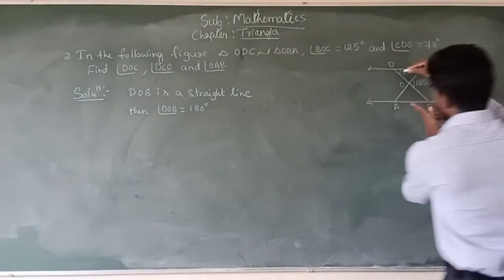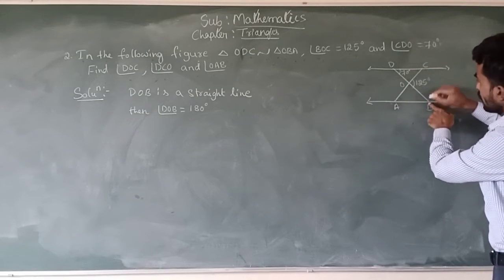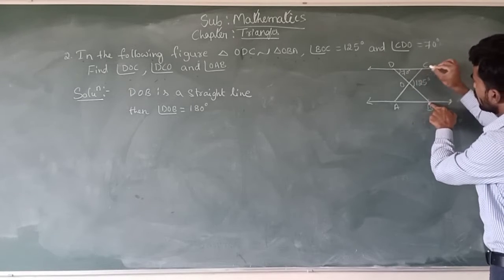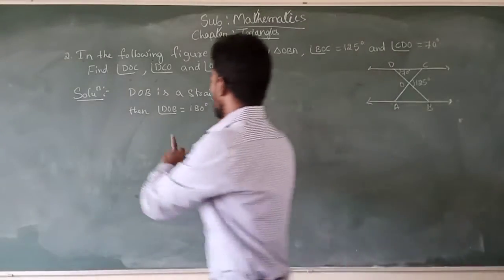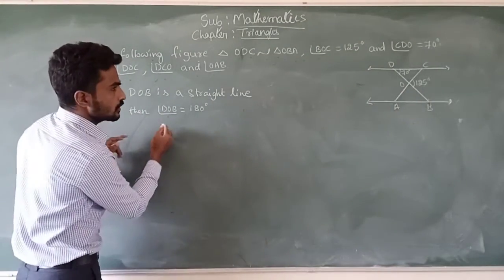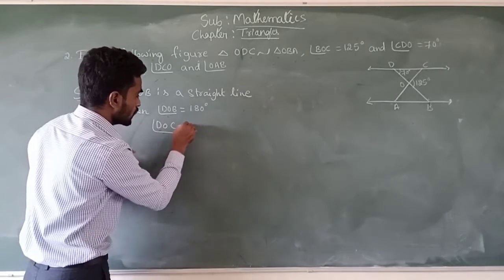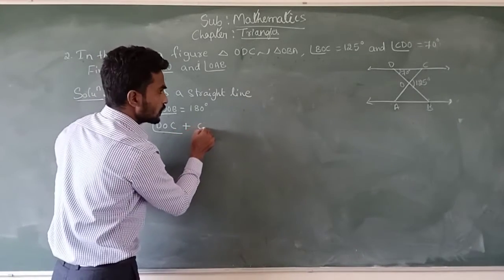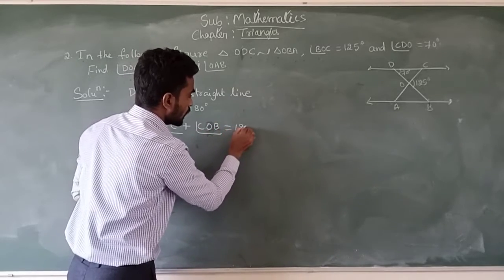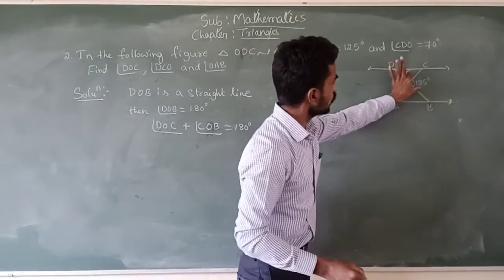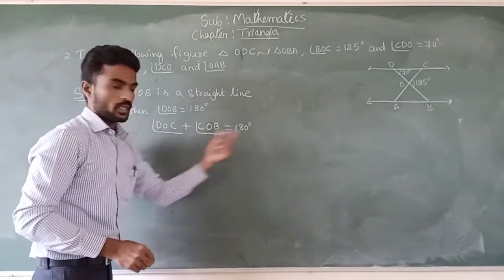Now this overall angle DOB is 180 degree. Now this DOB is split into two angles. One is DOC, another one is COB. This DOB is split into two angles. There are angle DOC plus angle COB, that is equal to 180 degree. If we add these two angles, we get DOB. Now add these two angles, we get 180 degree.